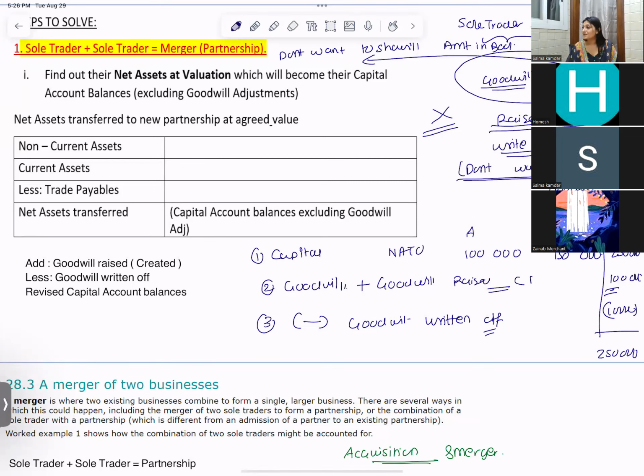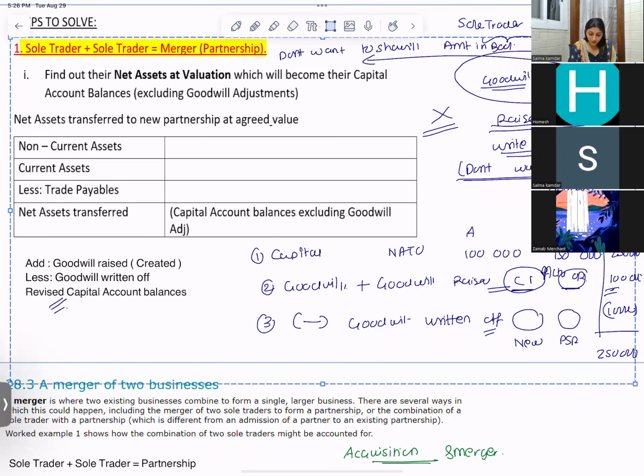You will say, Miss, what is the sense of adding a value and then removing a value? It is not necessary that they both get equal amount of goodwill. There could be a difference in the amounts of goodwill. So you raise it at a different amount and you write it off at a different amount. When you raise it, you do so in the actual figures or the old ratio. And when you write it off, you will write it off in the new profit sharing ratio. That is what they have agreed to share in the future. And you will get revised capital account balances.